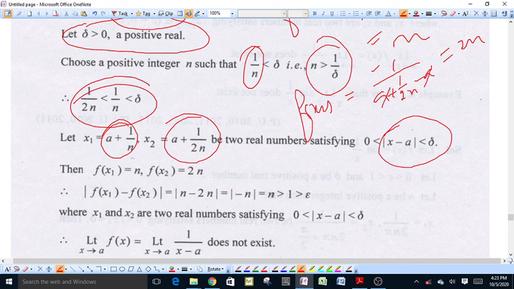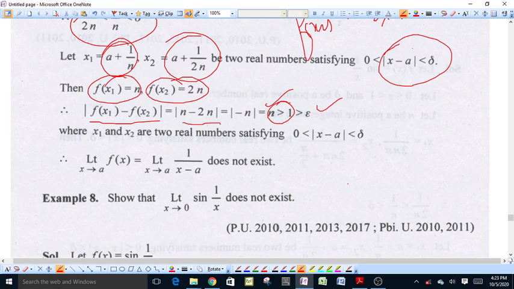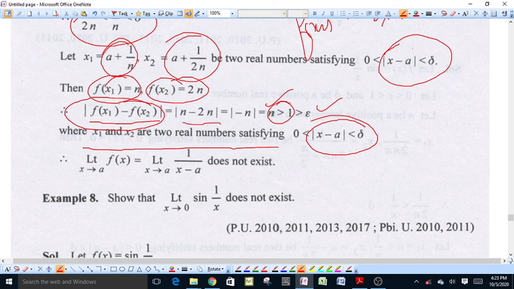Therefore f(x1) is equal to n and f(x2) is equal to 2n. Now |f(x1) minus f(x2)| is equal to |n minus 2n|, which is equal to |minus n|, which comes out to be n, which is greater than 1 and also greater than epsilon, because we have taken epsilon between 0 and 1, where x1 and x2 are two real numbers which lie in the delta neighborhood of point a. Therefore, because this difference is greater than epsilon, the Cauchy criterion is not satisfied. Therefore, the limit of function f(x) as x approaches a does not exist.